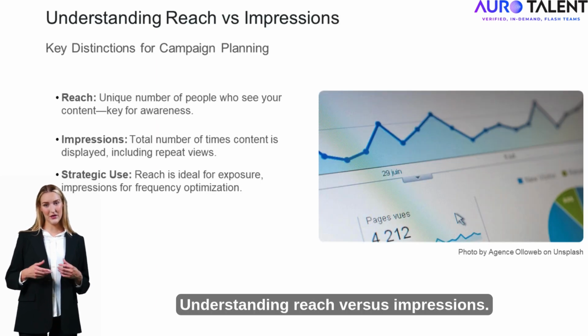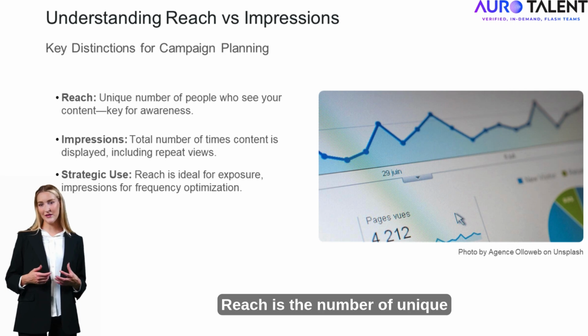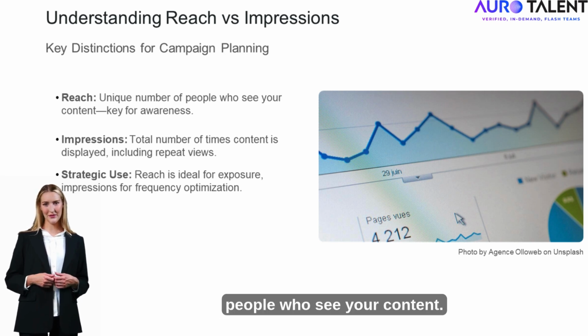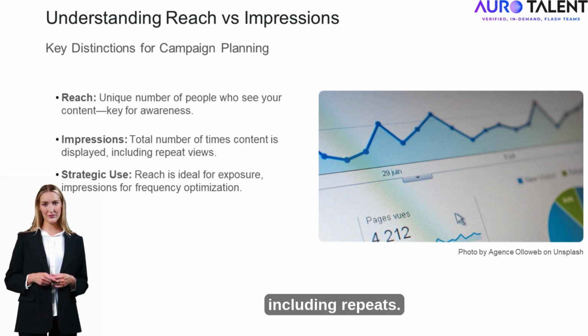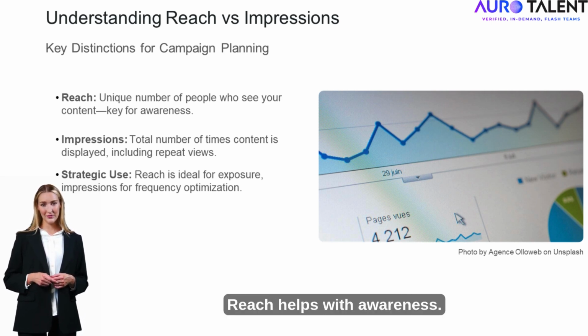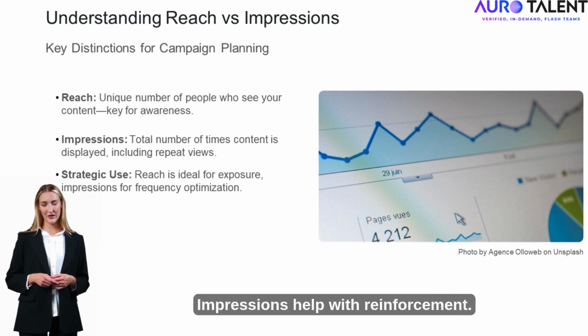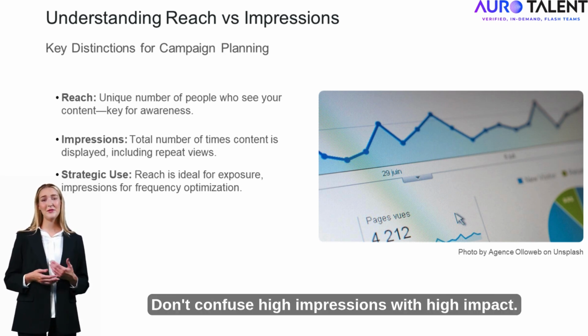Understanding reach versus impressions. Reach is the number of unique people who see your content. Impressions count how many times it's shown, including repeats. Reach helps with awareness. Impressions help with reinforcement. Use both depending on your goal. Don't confuse high impressions with high impact.